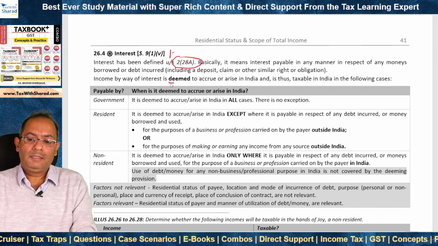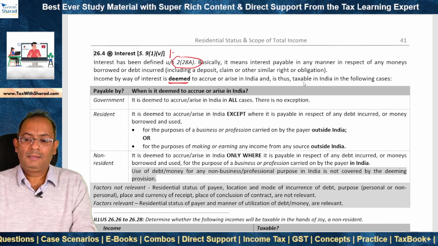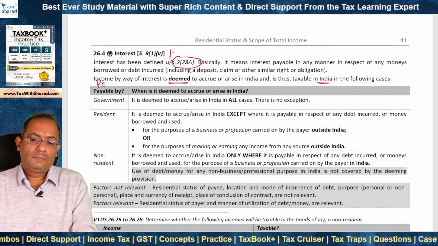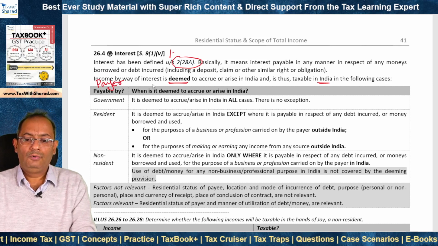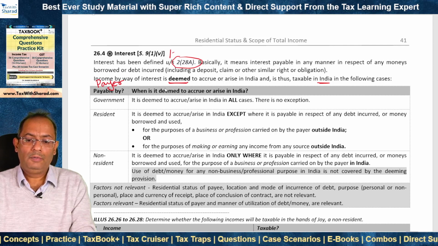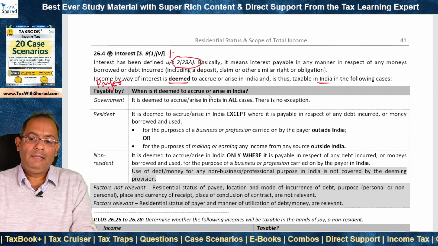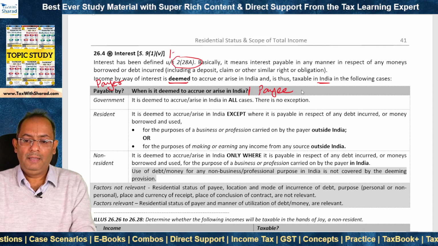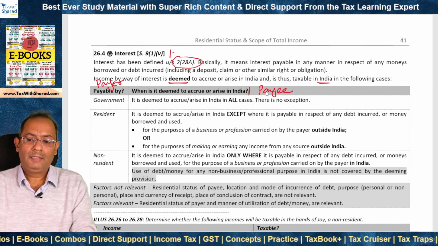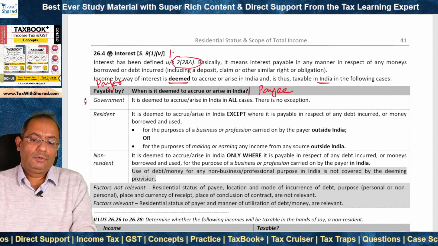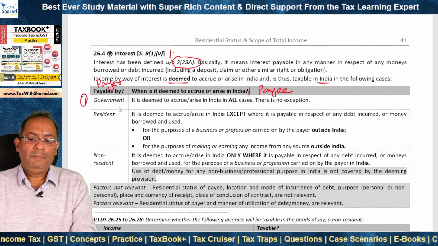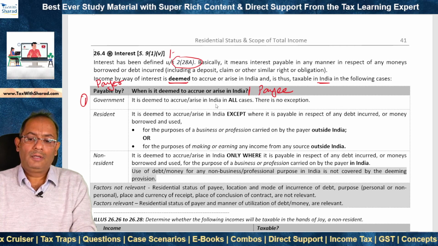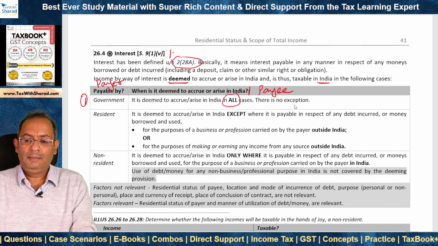Now income by way of interest is deemed to accrue or arise in India and is thus taxable in India in the following cases. Interest is payable by whom? So in other words, who is the payer, or who has taken the debt or the loan, or who has borrowed the money. And when is it deemed to accrue or arise in India? That means in the hands of the payee, or the person who has given the debt or who has lent the money, right? So who is the payer? If the payer is the government, that means where interest is payable by the government, then interest is deemed to accrue or arise in India in all the cases, and there is no exception.